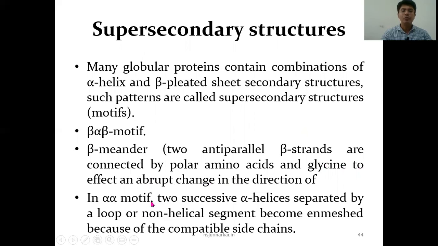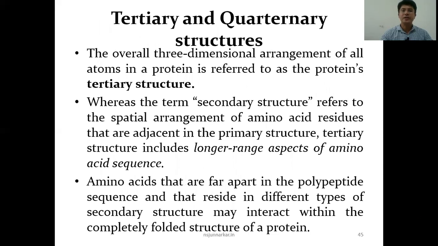In the alpha-alpha motif, two successive alpha helices, separated by a loop or non-helical segment, become enmeshed because of compatible side chains. Tertiary and quaternary structures. Here the long-range interactions between the amino acids result in further folding of the polypeptide chain, resulting in the tertiary structure, which can be further stabilized by bonds such as the disulfide linkage and so on.